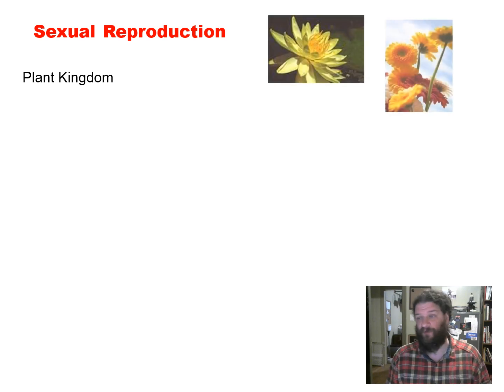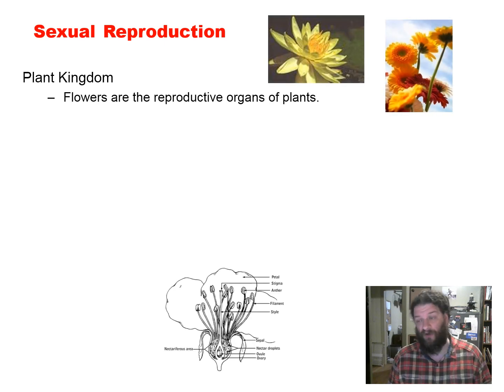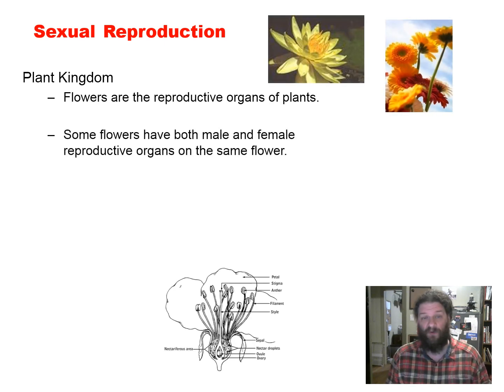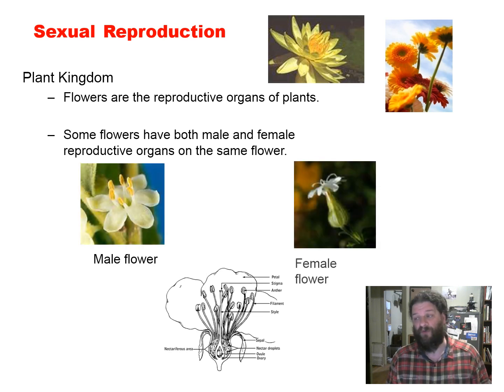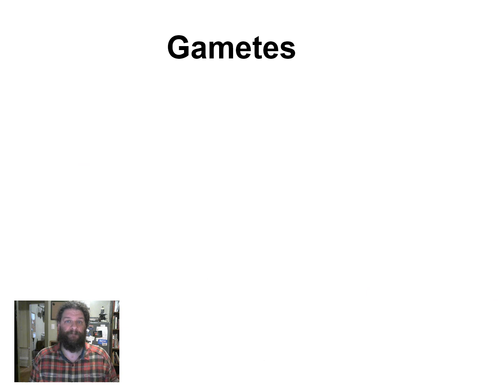Sexual reproduction is not the only province of animals, however. Plants also are rather sexy. The flowers are the sex organs of the plant. Some flowers are complete in that they have both the male and the female reproductive organs, although some flowers are incomplete, where, like this bladder campion here, you'll have male flowers and female flowers different from one another.